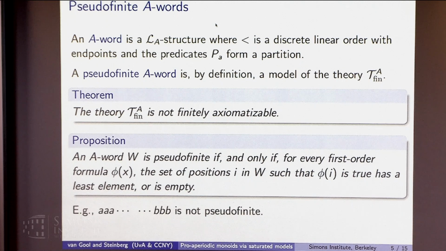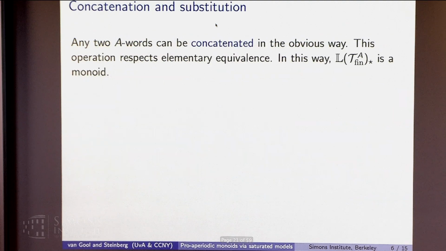So the typical example is a word like this. Start with the order of the naturals labeled by A, and then the reverse of the order of the naturals labeled by B. There's no first occurrence of a B here, so it's not pseudo-finite. It is a legal A word, but it's not a pseudo-finite A word. And now, for most of this talk, I don't need to know that the word is pseudo-finite. I can do a lot of what I'm going to do.